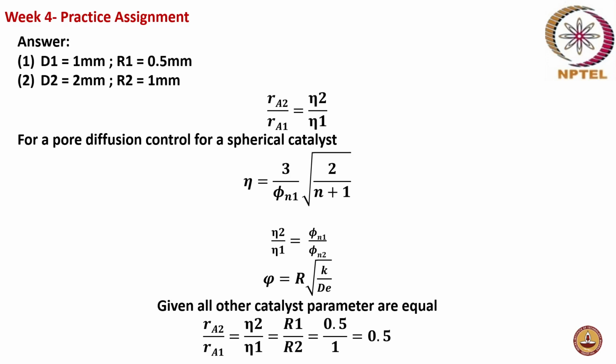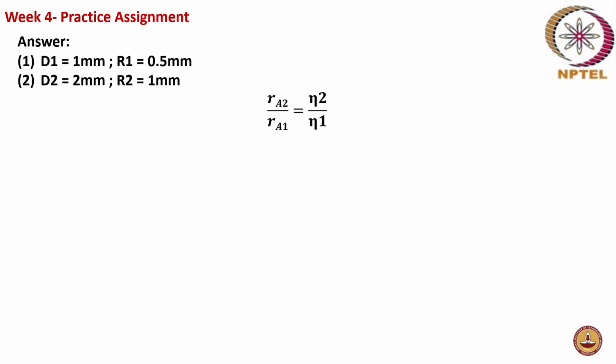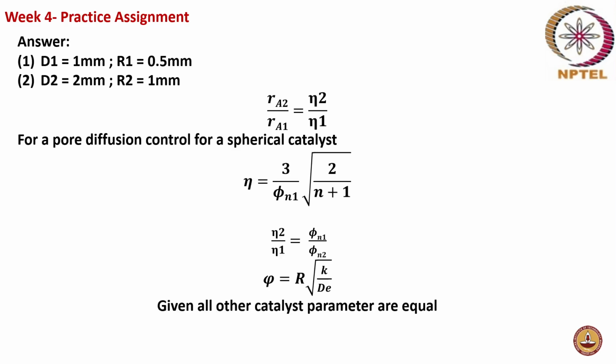So if we observe, when the diameter of the particle is increased from 1 mm to 2 mm, the reaction rate has decreased because your Ra2 is 0.5 times Ra1.